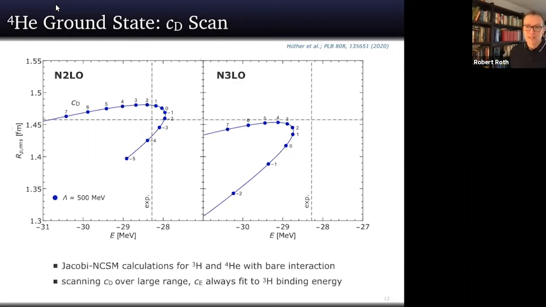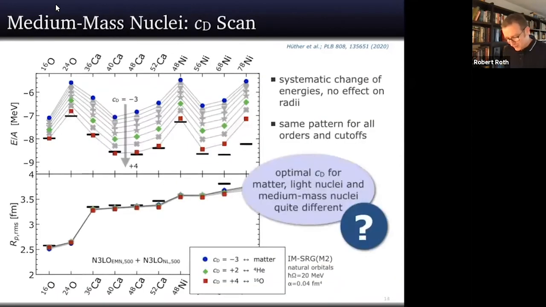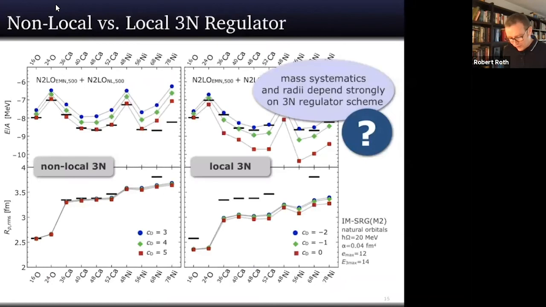So if you take the point of view, I always use SRG evolved interactions, that's my starting point, then the situation is much better than this one, because then your point is somewhere here. So this is pretty new stuff. So we published that last year. So there's lots of things still to be explored and understood.